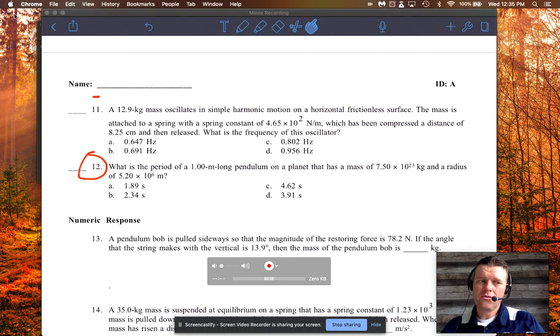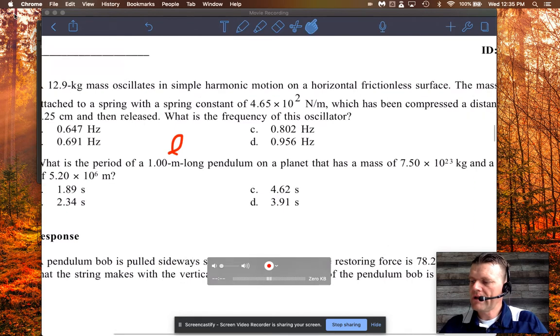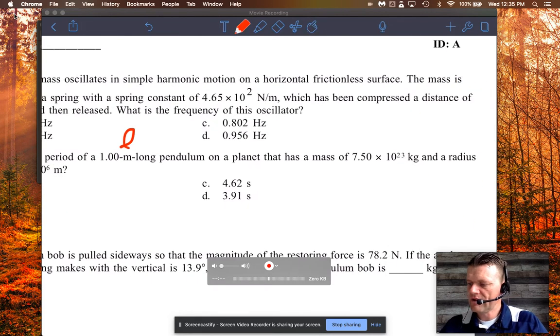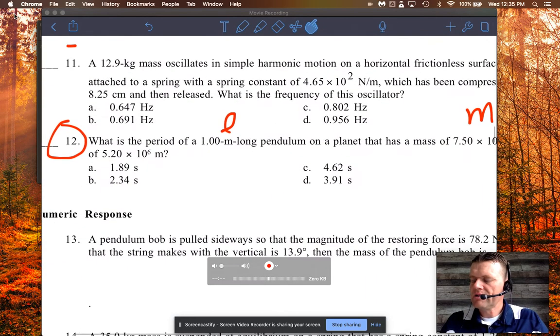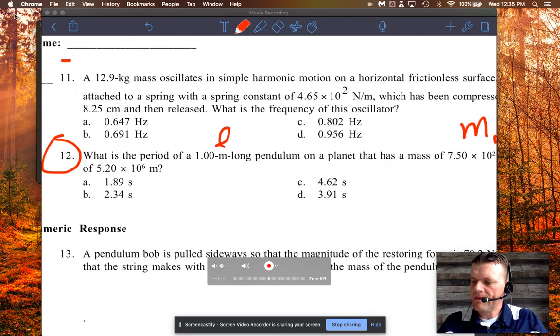Classically, anytime you are given a pendulum, you can find a lot of information from that. In this case, I have a 1 meter length pendulum, so that's L, and I'm on a planet that has a mass of this. This would be M1, the big mass, the mass of the planet. And the planet's radius is 5.2 times 10 to the 6th. If it wants the period, I want you to see how connected this is to math you've already done in the past.